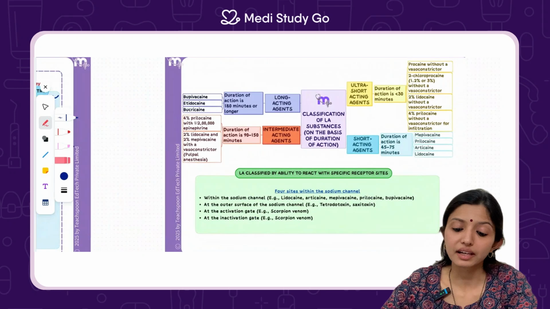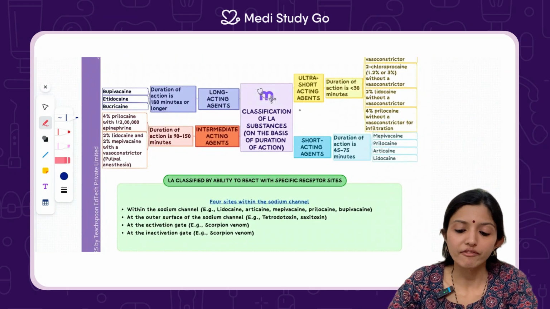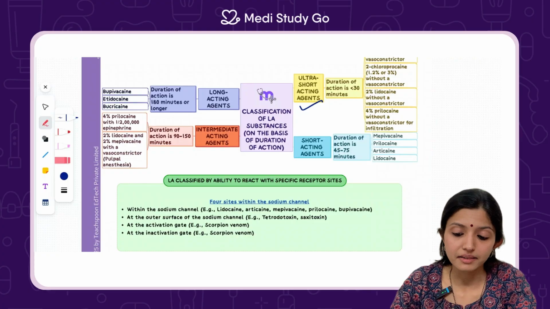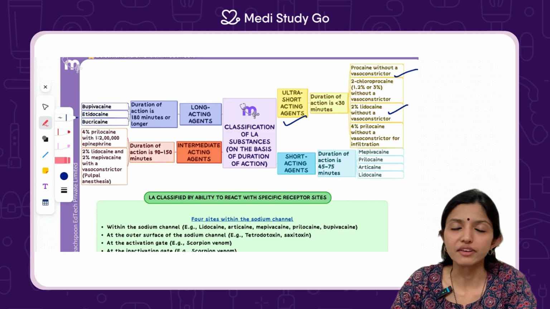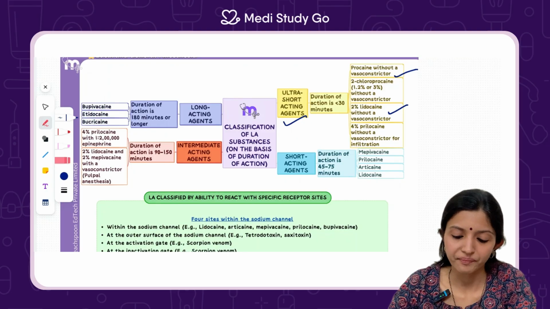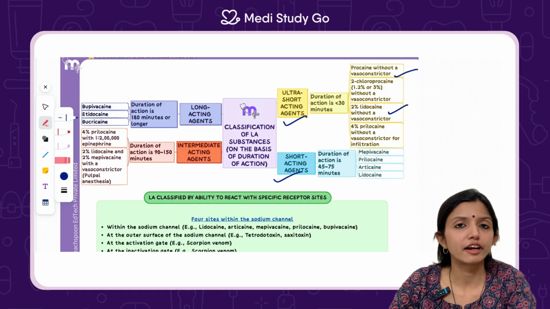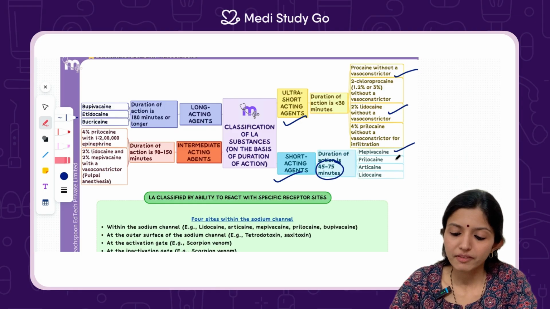We also have the classification of LA based on the duration of action. You have ultra short acting LA where the duration of action is less than 30 minutes. So procaine without a vasoconstrictor and 2% lidocaine without a vasoconstrictor, these all have a very short duration of action. You have short acting agents which are 45 to 75 minutes on an average. We have mepivacaine, prilocaine, articaine and lidocaine.